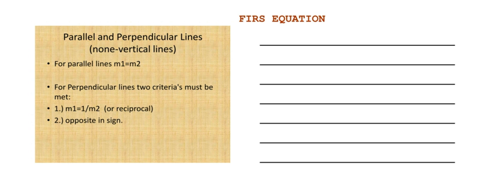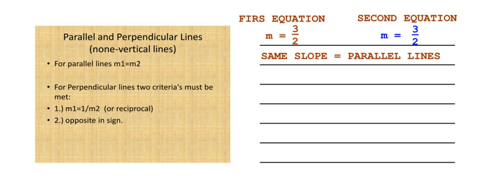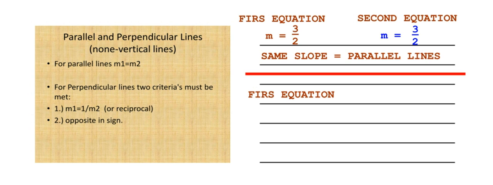So once again, first equation when looking at your equations versus second equation. If you're looking for parallel lines, slope equals 3 halves. Second equation, slope must also be 3 halves for them to be parallel lines. In other words, same slopes would give us the parallel line definition. Okay, going for the next one.